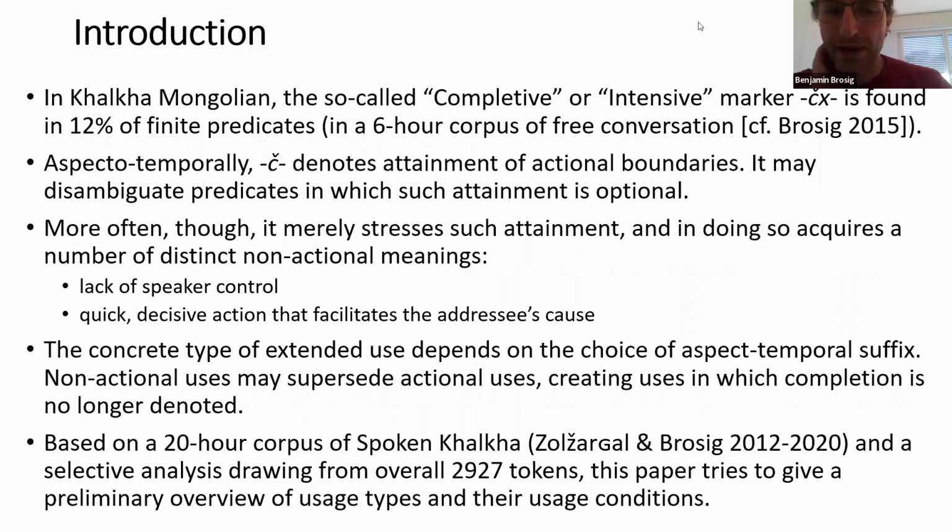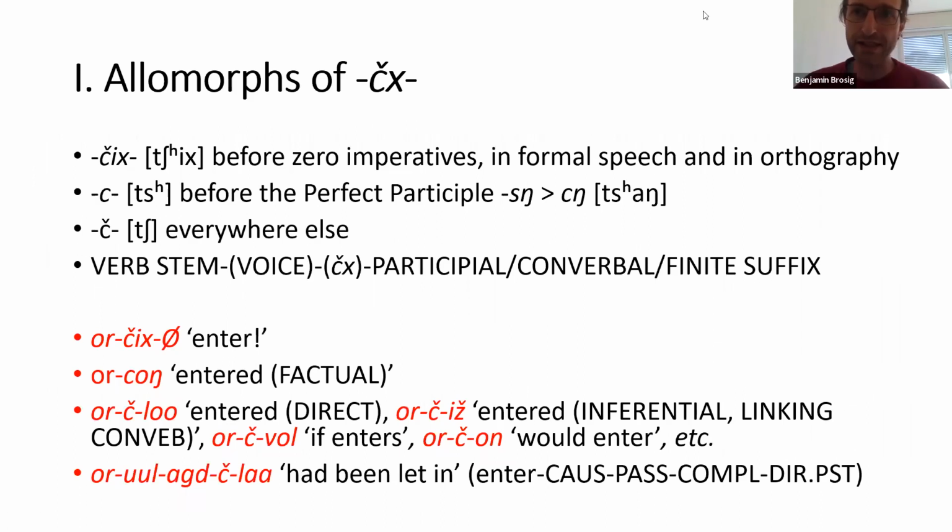The talk today is based on a corpus of 20 hours of material, which contains, I think, 180,000 words, and among those almost 3,000 contain the marker in question. Okay, so first let's quickly introduce the form. The marker has the form chich before zero imperatives in formal speech and in orthography. It takes the form ts, like in ortson below, with the perfect participle, and everywhere else basically it takes the form ch, like orchla. That's another past tense form.